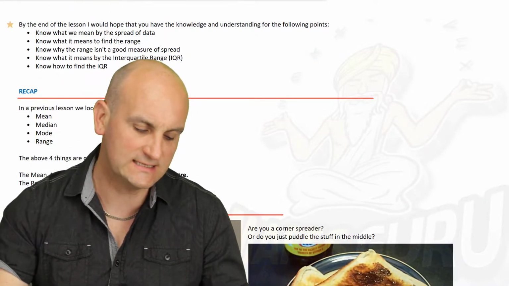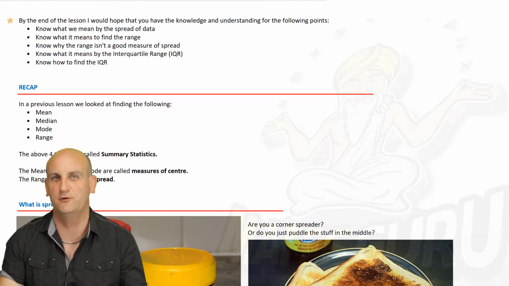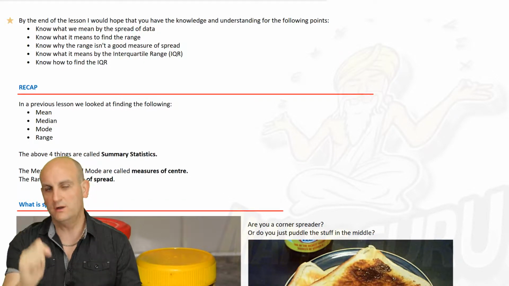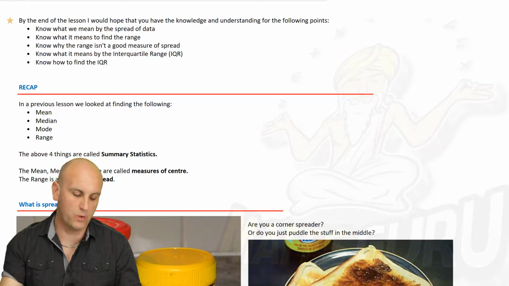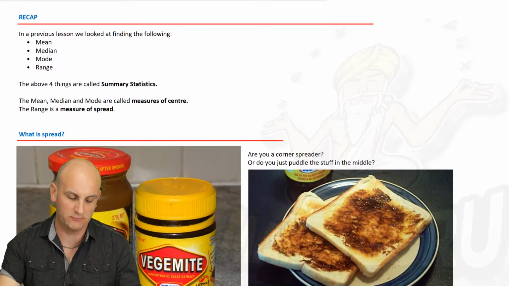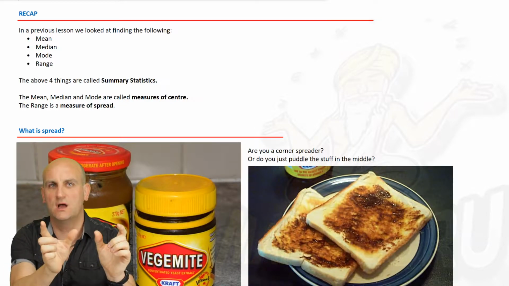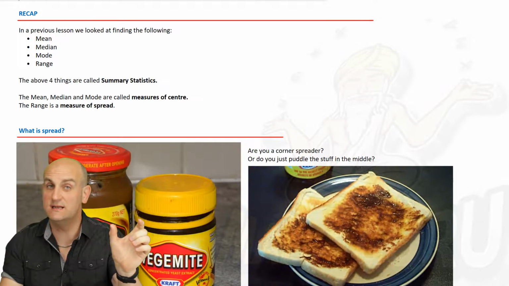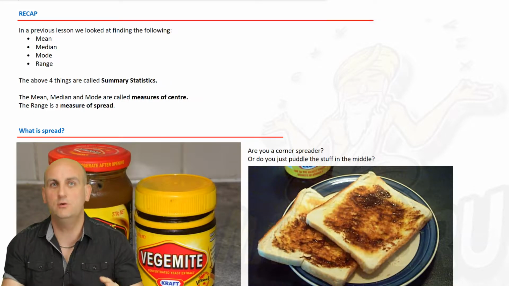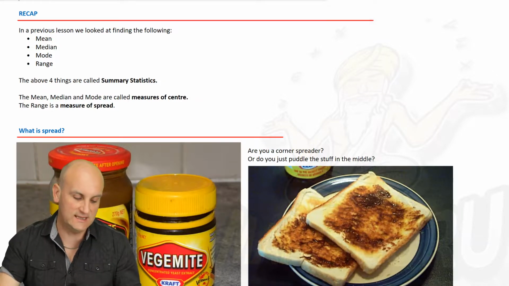Now, by the end of this lesson, I obviously want you to know what is meant by spread of data, and you can probably already see some pictures beginning to appear below at the bottom of the screen. I want you to know how to find the range, why range isn't a good measure of spread, and what is meant by the interquartile range. Think about the language: interquartile range. What does the word inter mean? What does the word quartile mean? And what does the word range mean? Can you use the English to try and work out, before I even get there, what it actually is?